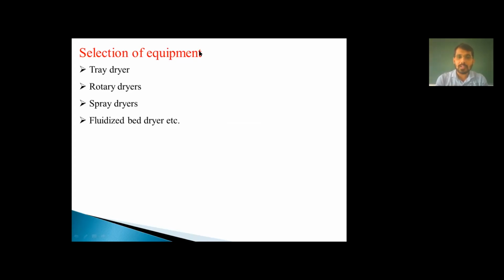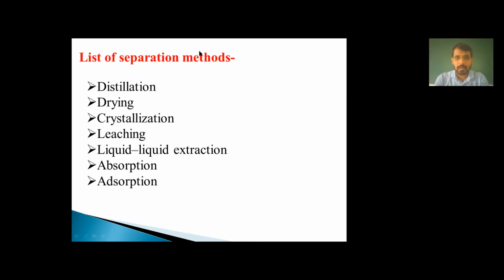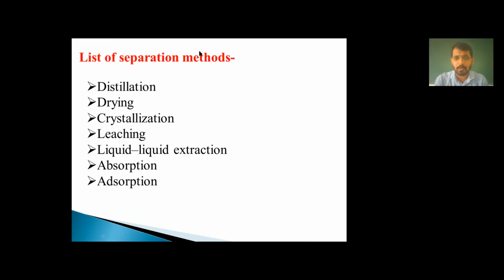Write down all the separation methods involved in chemical processes. First, you have to write the definition for all these terms. After that, you have to write the criteria in 1 to 2 lines. There is no need to write a paragraph for the criteria of selection and equipments. You have to just write in short about each and every separation operation.